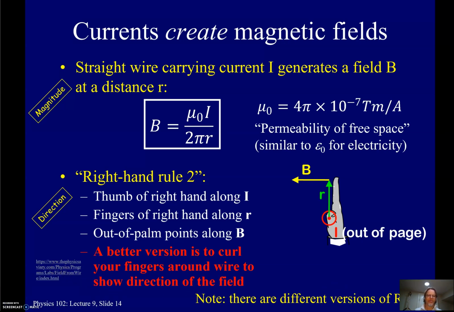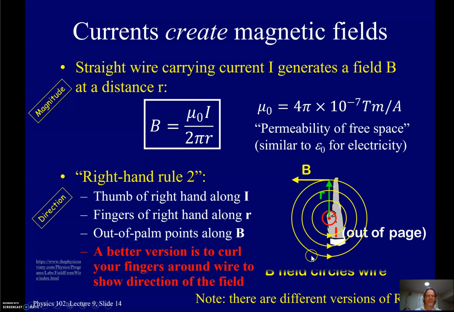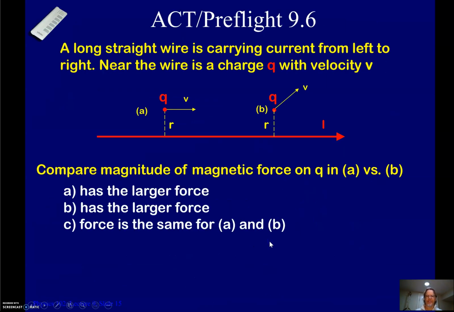Okay, so there are several different versions of the right-hand rule. In this case, they're showing you the same thing. As the hand circulates around in a circle, it shows you how the magnetic field spins. And as you get twice as far away, according to this, it's half the field. But I prefer the curling of the hand around the wire, because when you curl your fingers around it, it shows you the exact direction.